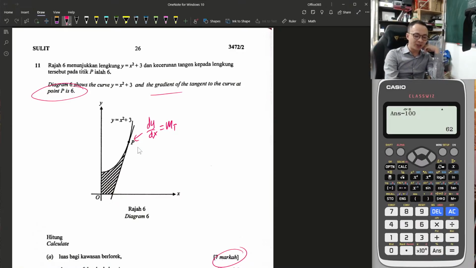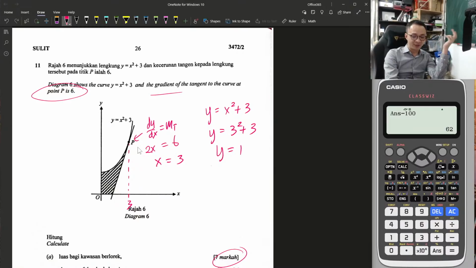So therefore, I will differentiate x squared plus 3. I will get 2x, only 2x, sorry. 2x equals 6, so x equals 3. From here, I know this one is 3. I want to get the y coordinate, so I use y equals x squared plus 3 and substitute: y equals 3 squared plus 3, which is 12, isn't it? So my coordinate P is basically (3, 12).